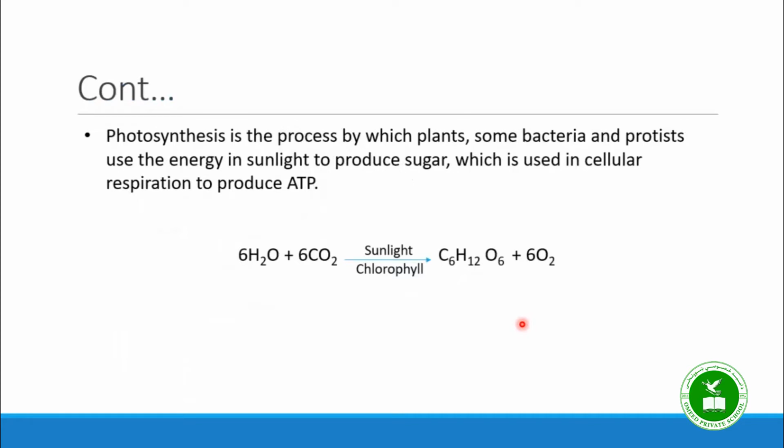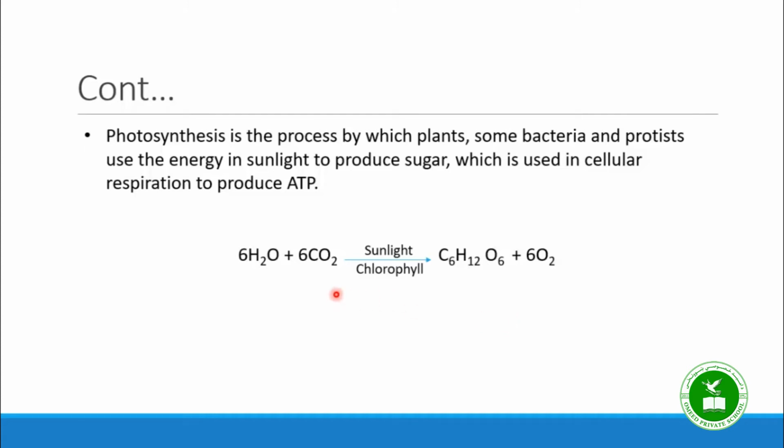Photosynthesis is the process by which plants, some bacteria and protists use the energy in sunlight to produce sugar, which is used in cellular respiration to produce ATP. We have studied the metabolism chapter. In that chapter we said that glucose is the primary component that produces ATP. So plants use sunlight to produce sugar, and after that use it in cellular respiration to produce ATP.